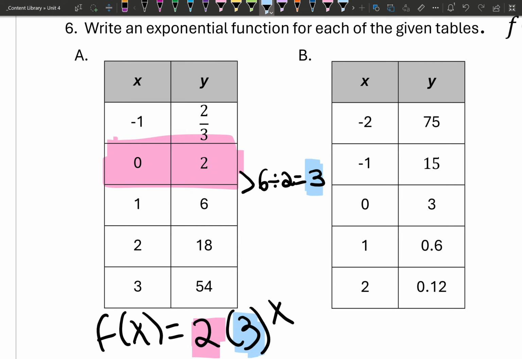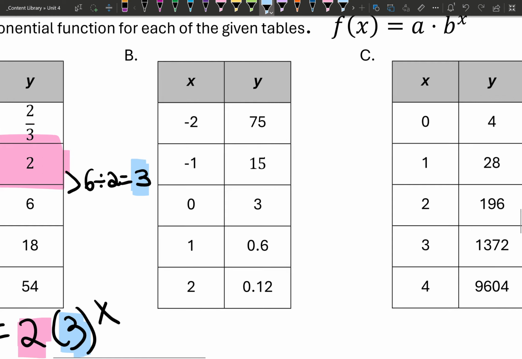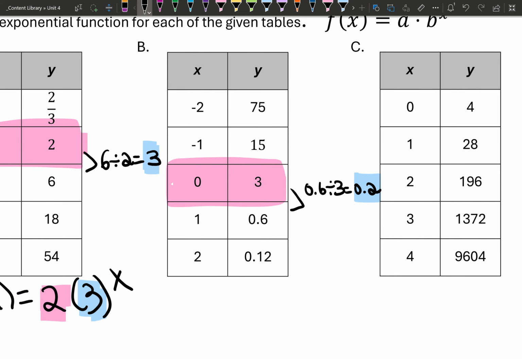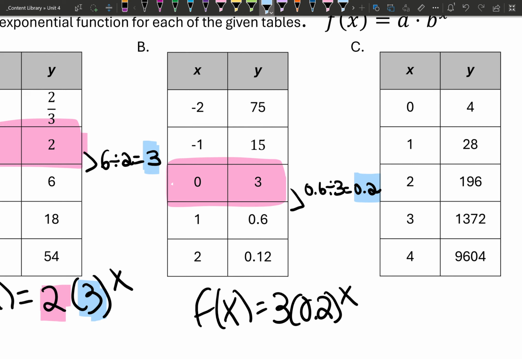Let's try it again. In letter B, the y-intercept is (0, 3). Fantastic. Let's find the pattern. By using some division, we're going to do 0.6 divided by 3, and we get 0.2. Let's find that it's a decimal. f of x equals 3 times 0.2 to the power of x.